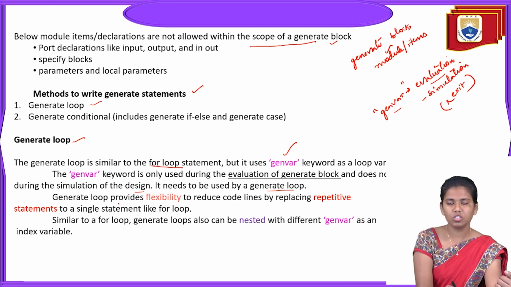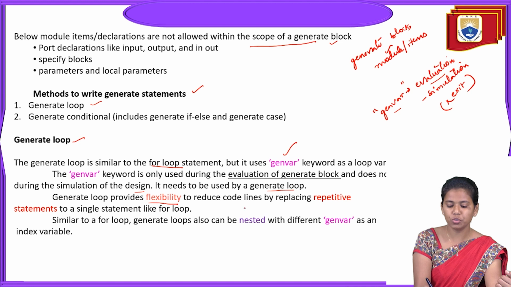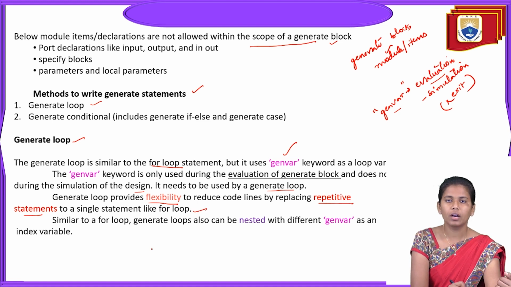Also, the generate loop provides flexibility. It is one of the advantages. It provides flexibility to reduce code lines by replacing repetitive statements with a single statement, like a for loop. We can observe this flexibility when using the genvar keyword in the generate loop, and it reduces the code lines.